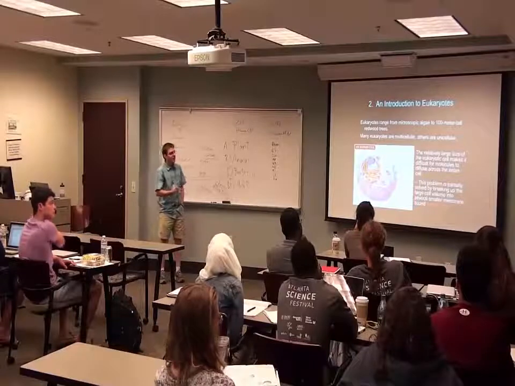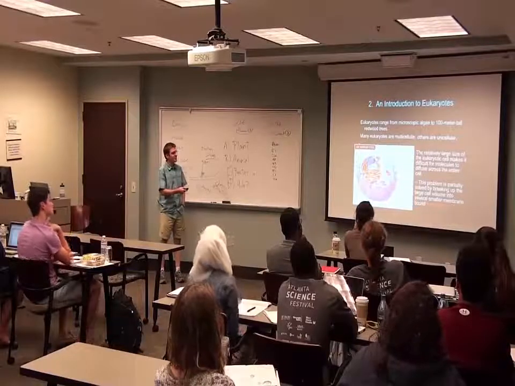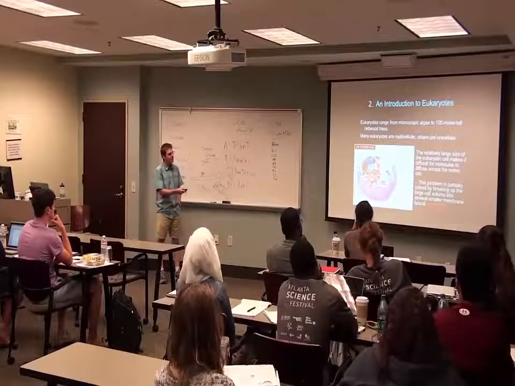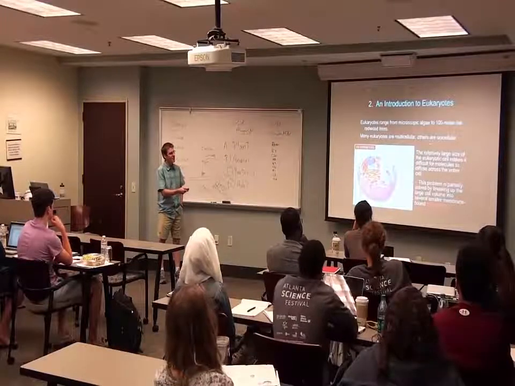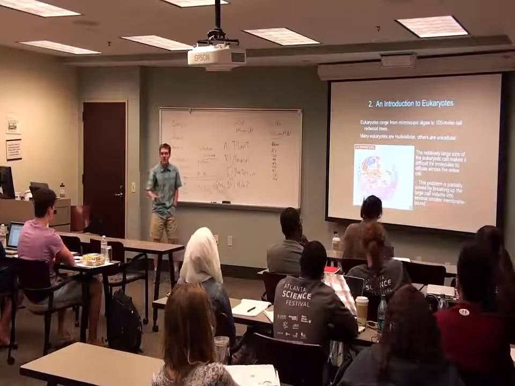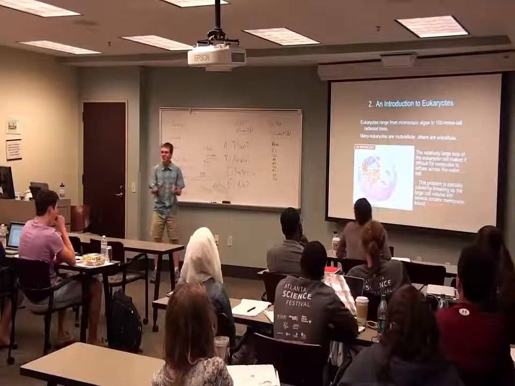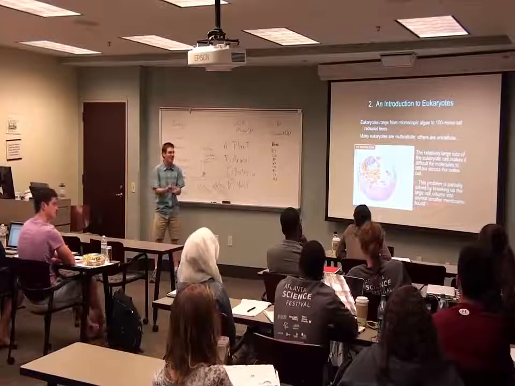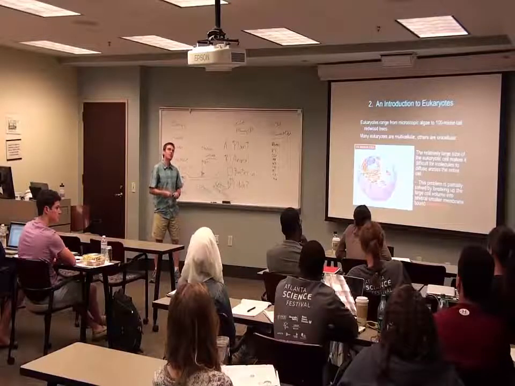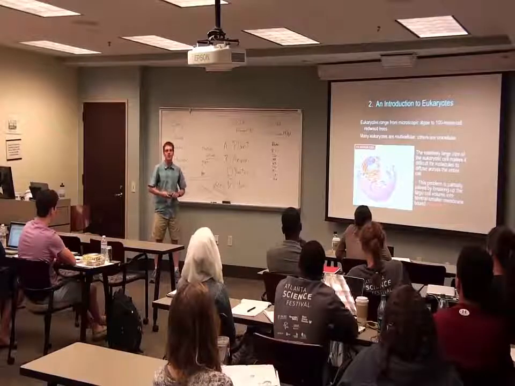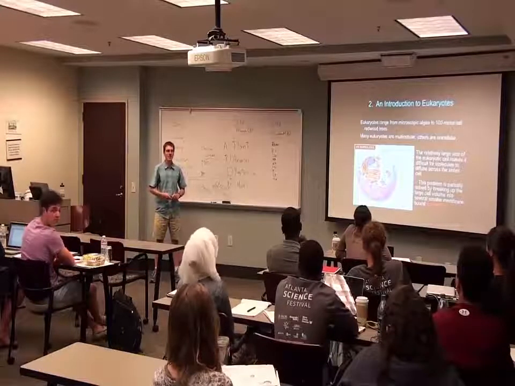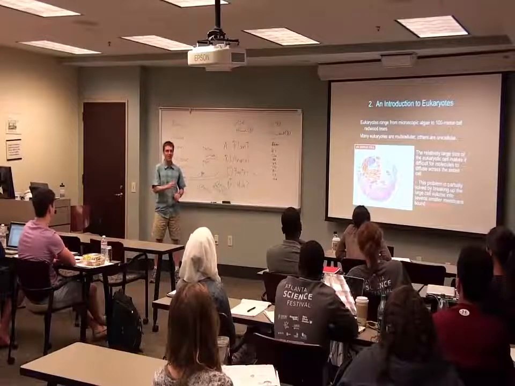Most eukaryotes, like us, are multicellular. So we're composed of lots of different cell types. There are unicellular eukaryotes, so this is not a main difference. Anybody know a unicellular eukaryote? A protist? Protist. True, protist. I don't think so. No, the protists are prokaryotic.